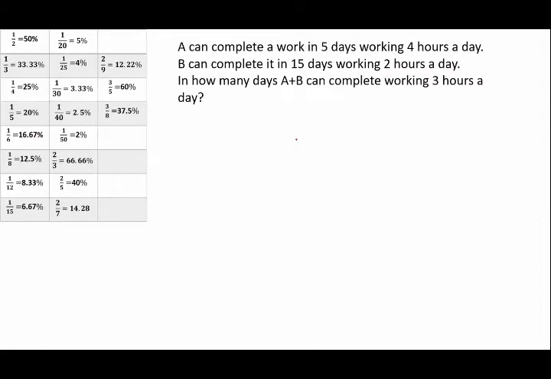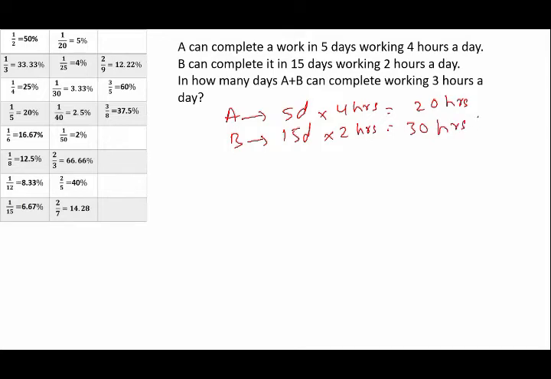A can complete a work in 5 days, working 4 hours a day. B can complete it in 15 days, working 2 hours a day. In how many days A and B can complete it working 3 hours a day? Which means A is working 5 days and 4 hours, which means he is working 20 hours altogether. B is working 15 days into 2 hours, which means total work hours is 30 hours.